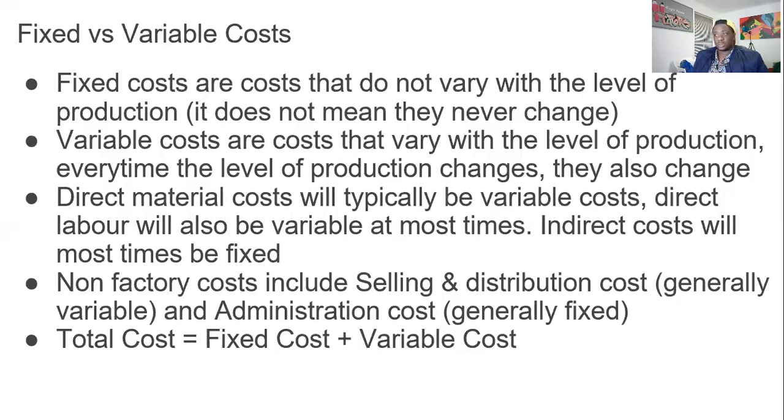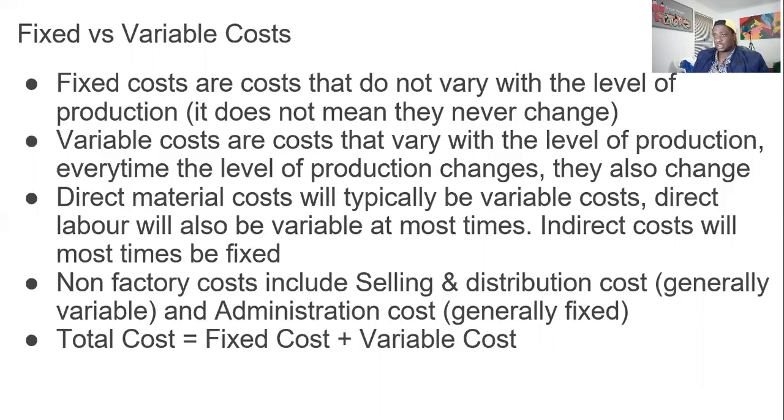Direct material costs will typically be variable costs. In fact, in question papers, it's all the time. The direct materials are the costs like the cost of the wool, or the cost of the steel when producing a car. As you produce more cars, the more steel you have to buy, so they will be variable. The indirect costs sometimes tend to be fixed. It's not always, but they will most likely be fixed.